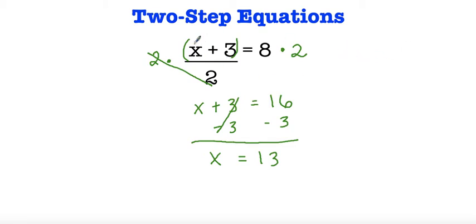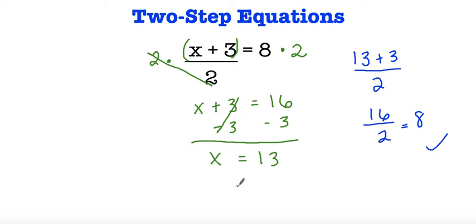So wherever we see an x, we're going to put 13. So (13 + 3) divided by 2. 13 plus 3 is 16. Divided by 2 is equal to 8. And that's what we have here. So if this statement is true, then we know that x is equal to 13.